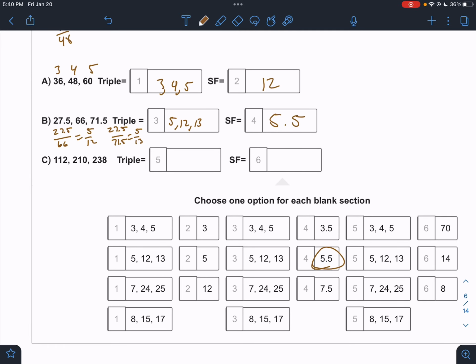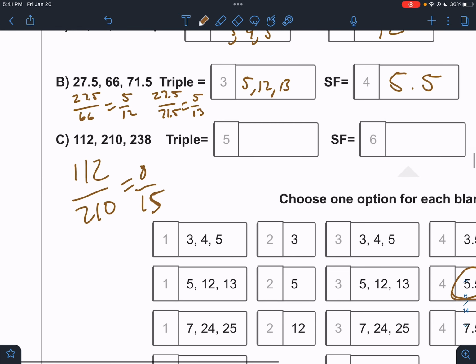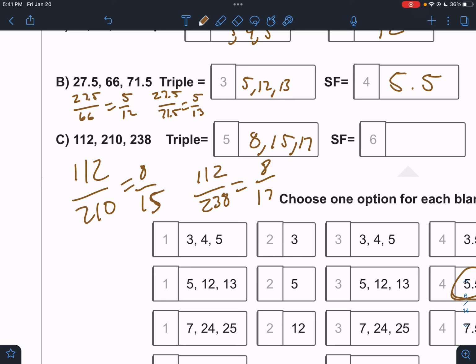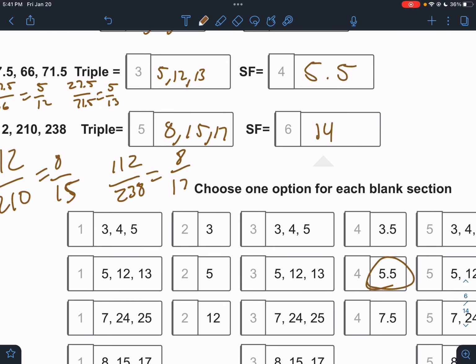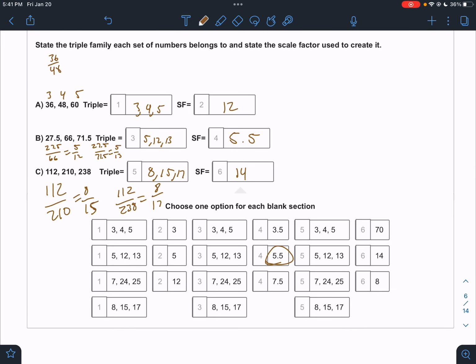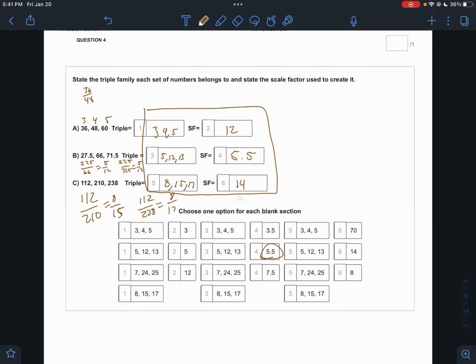And then same idea here. I'm going to do 112 divided by 210. I would not give you ones this hard if this was without a calculator. And then 112 divided by 238. That's 8 over 17, so it is 8, 15, 17. What's 112 divided by 8? What's the scale factor? It is 14. So there are the actual answers. Figure out a way to get it.